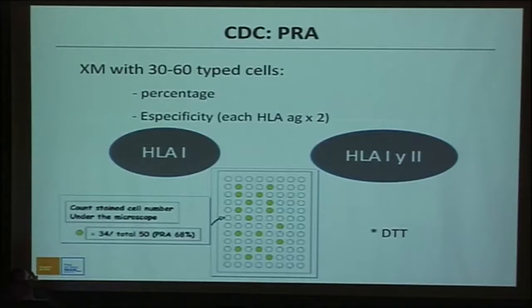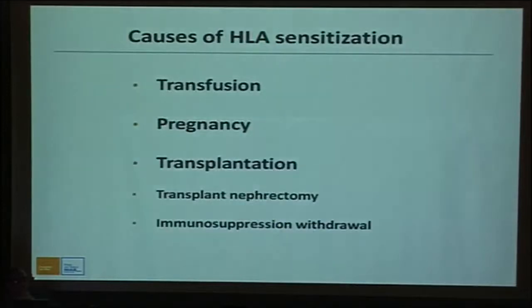If you are above a given percentage, you can put it at 30%, 50%, 80%, 100%. Depending on the team, or the center, or the group, or the department, you will see this or that quoted as a high immunological risk or not. It has evolved a little bit.